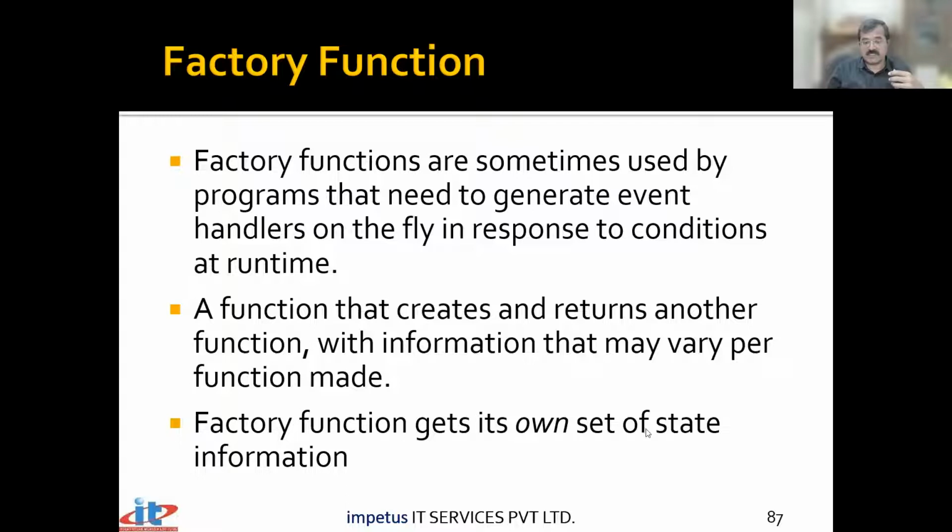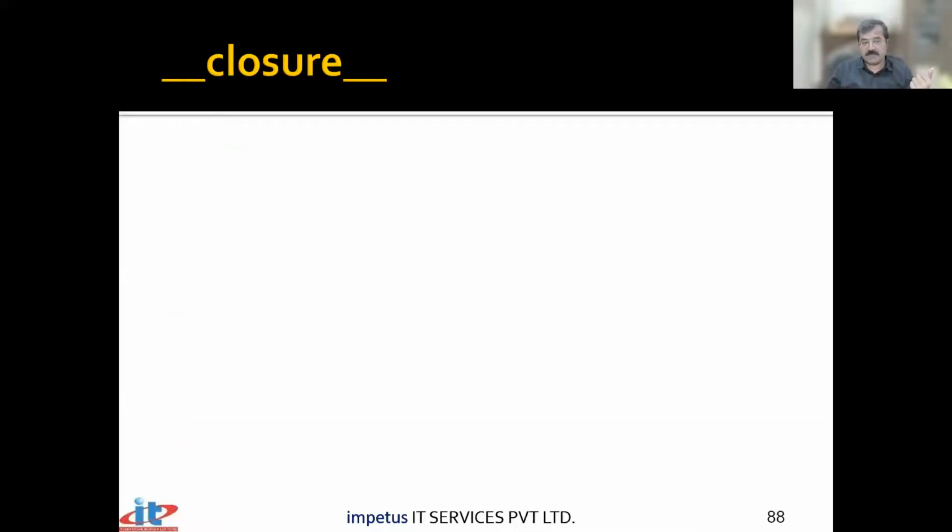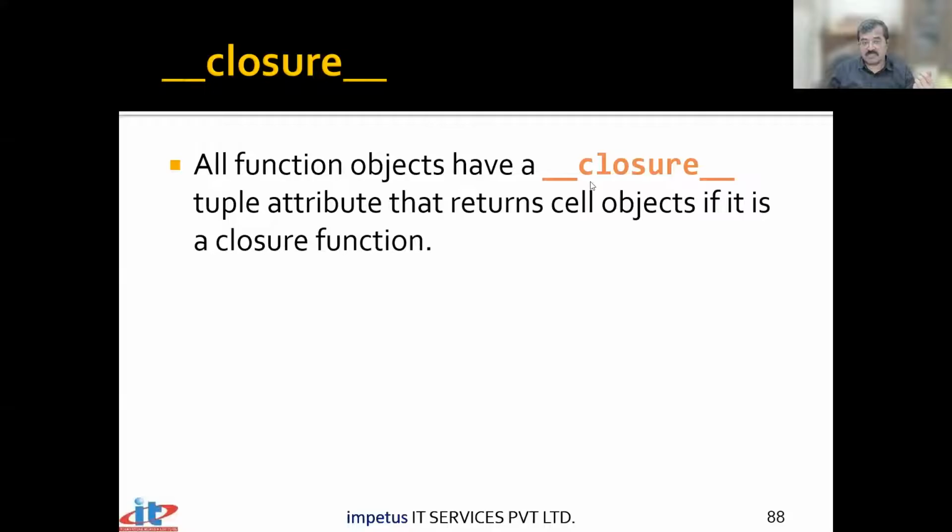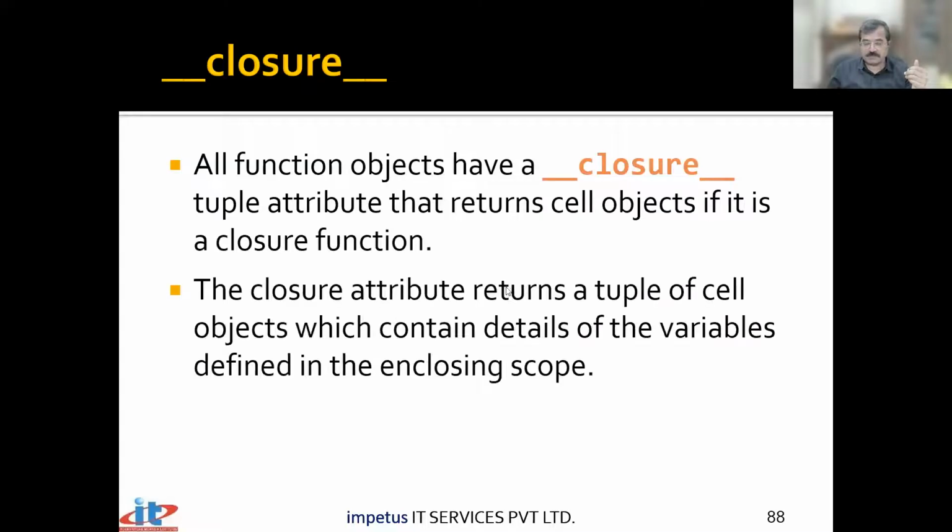Factory function gets its own set of state information. So every time you call that factory, it'll give you another instance of the inner function. So what we have seen was a factory because it is returning you functions. Closure we just now saw. All function objects have the closure tuple attribute, which returns a cell object if it is a closure. So if it's a closure, this will give you a tuple. And what's a closure? Closure is nothing but we have a function within a function.